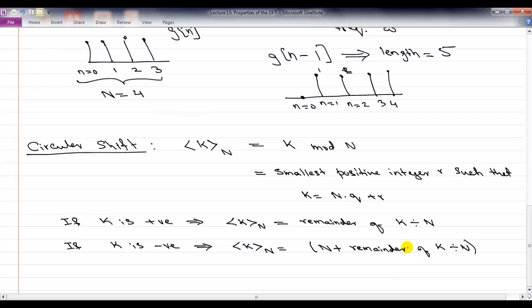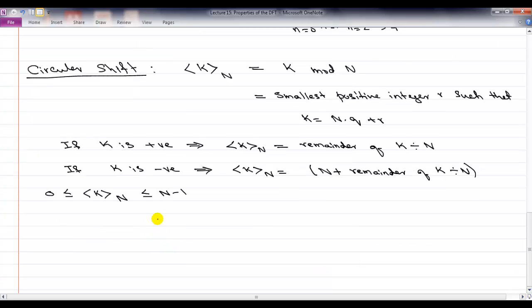If the remainder was negative, then you will have n plus the remainder of k divided by n. It will be a number smaller than n. Okay? So k mod n is always a number between 0 and n minus 1. So you can have k be any number, but your output is always a number between 0 and n minus 1.